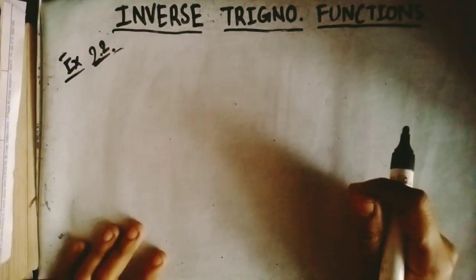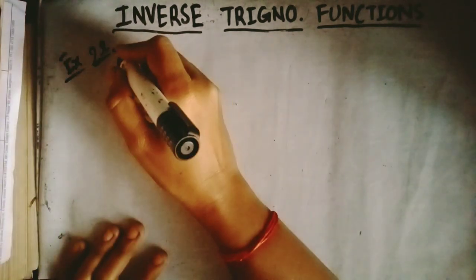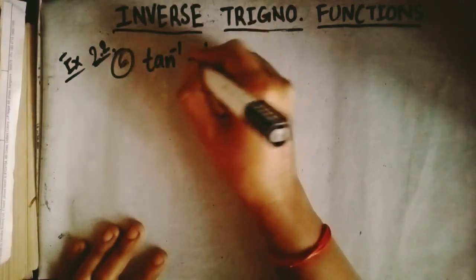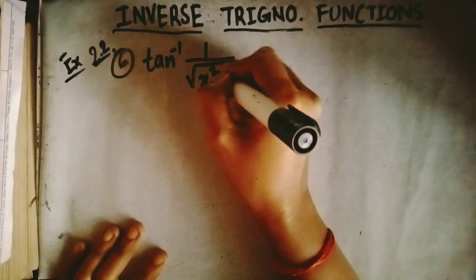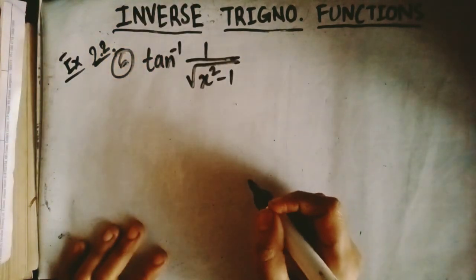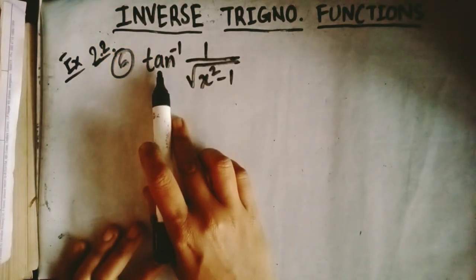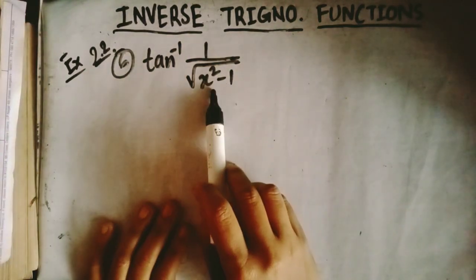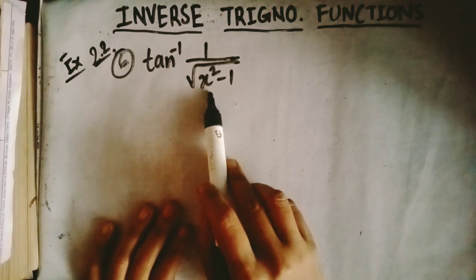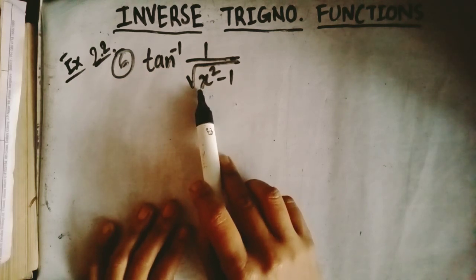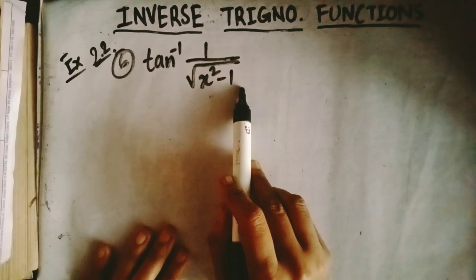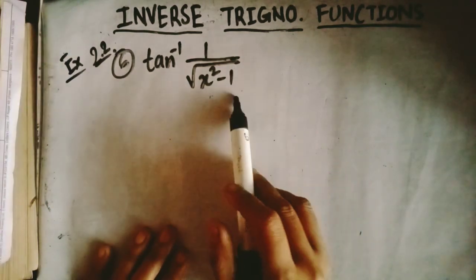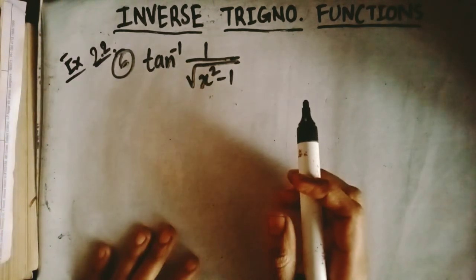Next question is, you have to make it again in the simplest form. The sixth one, tan inverse of 1 upon root of x square minus 1. Now look here, tan inverse of tan of something we want, right? So to get tan here, we need cot here. And we know from the trigonometric identities how we get cot: cosec square theta minus 1 gives cot square theta, right?